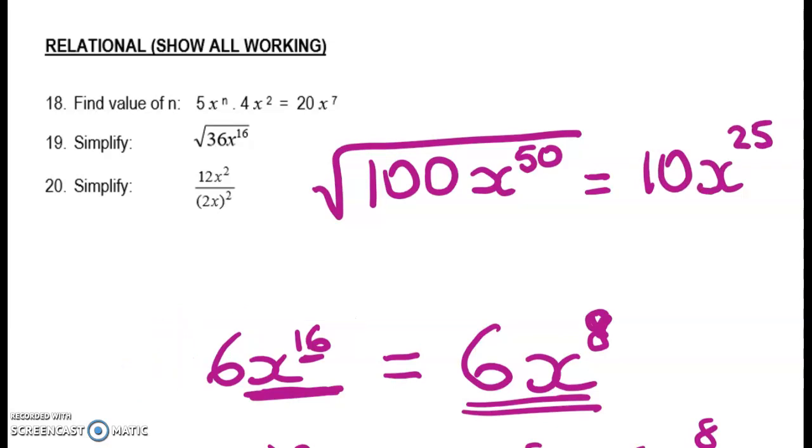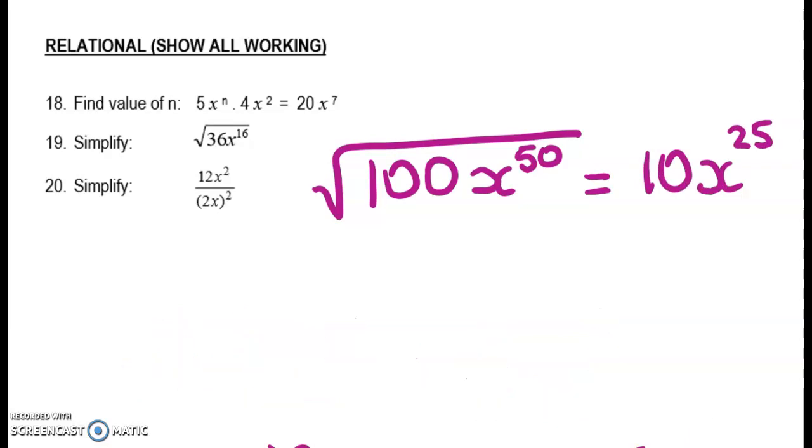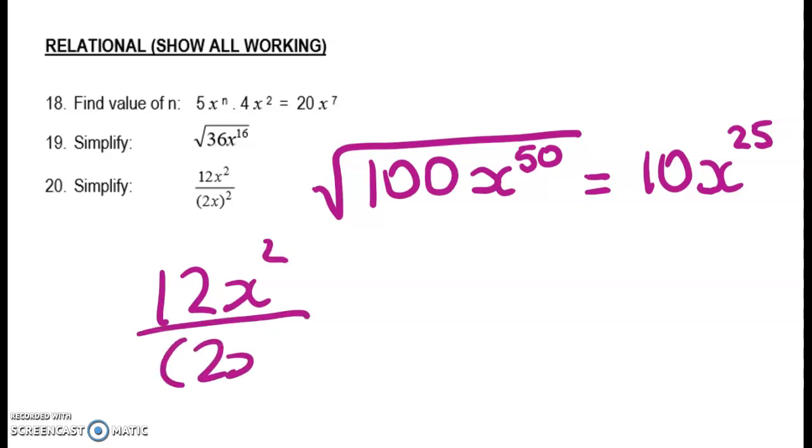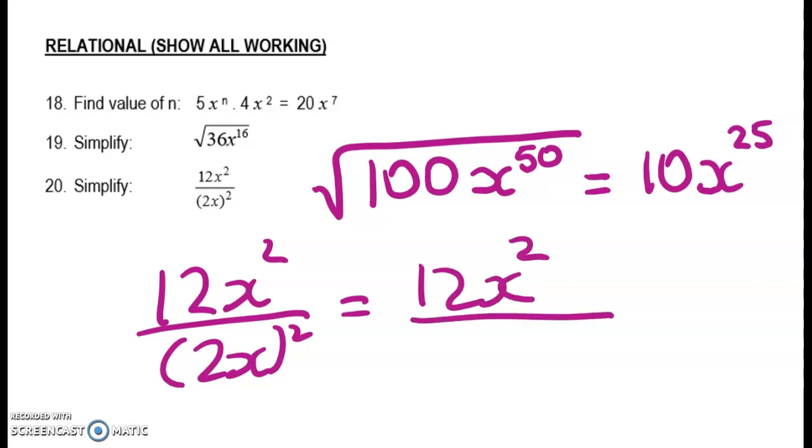Alright, number 20. So this is a division one, but we have to do some simplifying first. 12x squared over 2x squared. Well, we'll work with the denominator first. So we've got 12x squared divided by 4x squared. Well, x squared divided by x squared is just 1, so I'm left with 12 over 4, which simplifies to 3. Right, where am I up to?